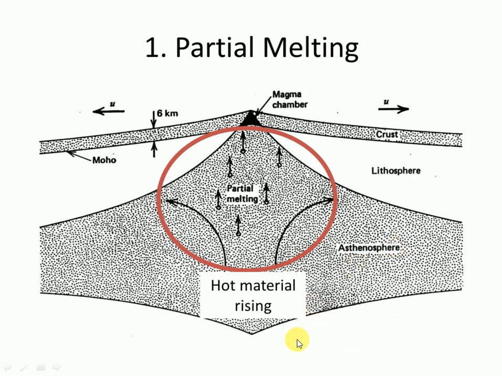And so what you have here at your mid-ocean ridge is hot material in the mantle rising up. Hot material is less dense, so it's rising. You can think of your kettle. At the base of the kettle, you've got your element heating up your water, and the hot water rises to the top. That's what we've got here. We've got this hot material rising, and we have something called partial melting, or it's also called decompression melting.